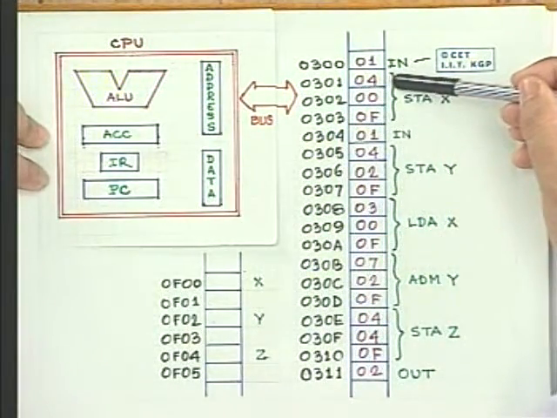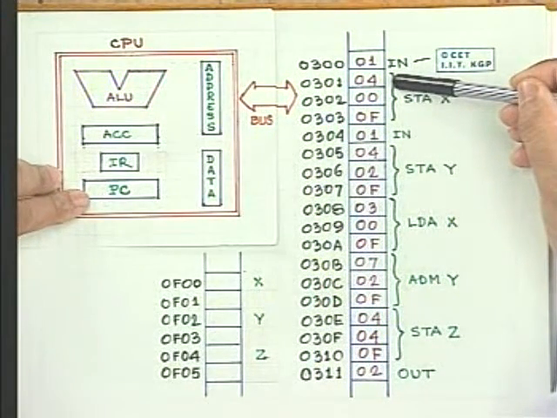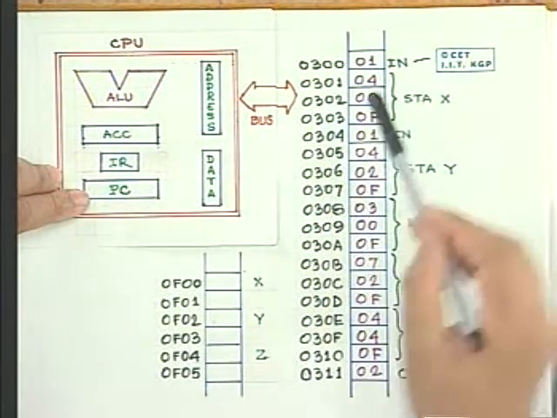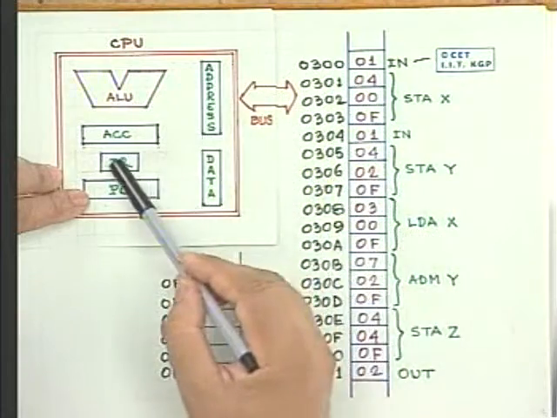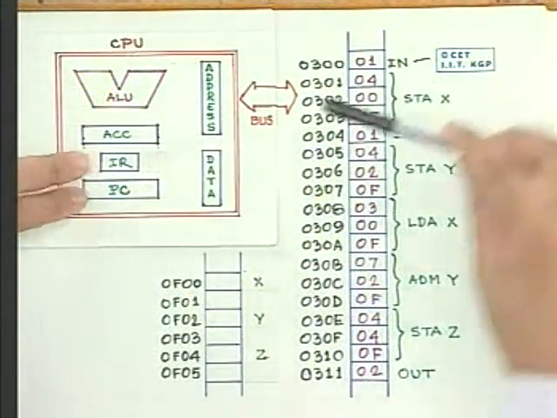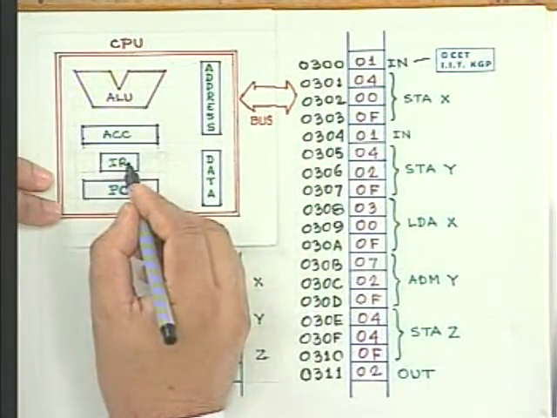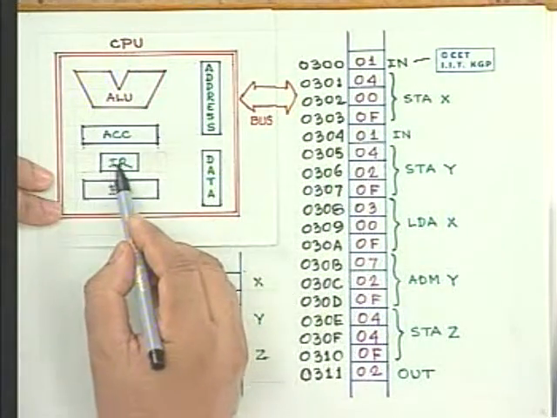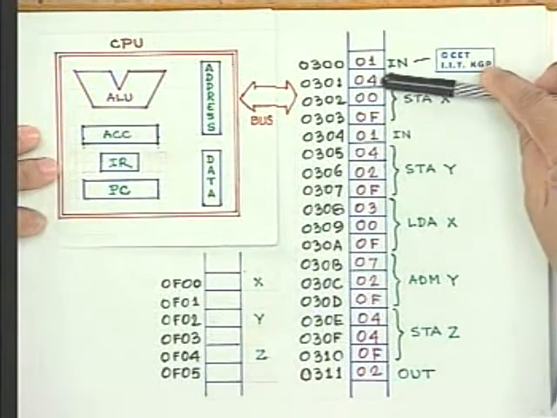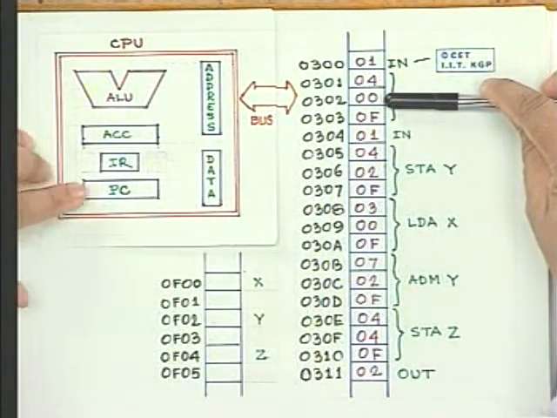Therefore, in the next instruction cycle, the content of the program counter is once more taken, that means fetched. That means 04 now is coming into the instruction register. By the time this 04 in the instruction register is decoded, the program counter is automatically incremented to point to the next location, right?